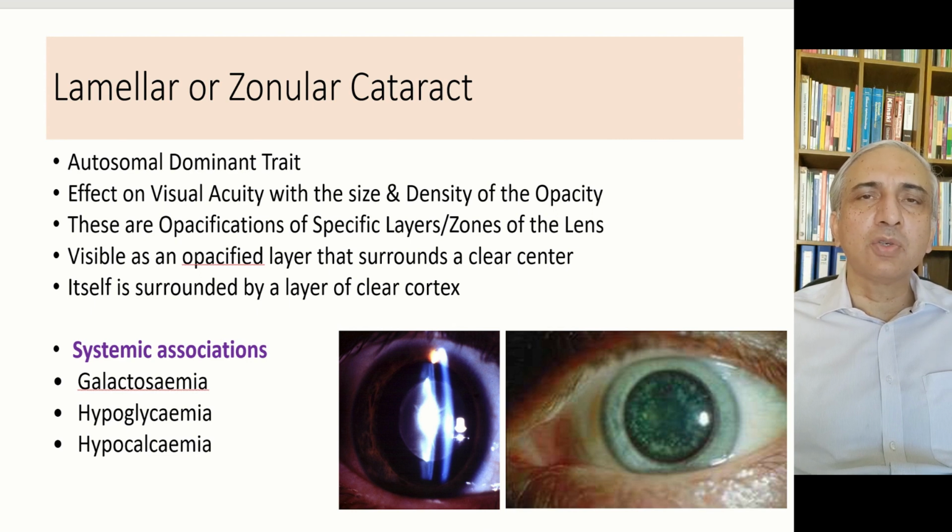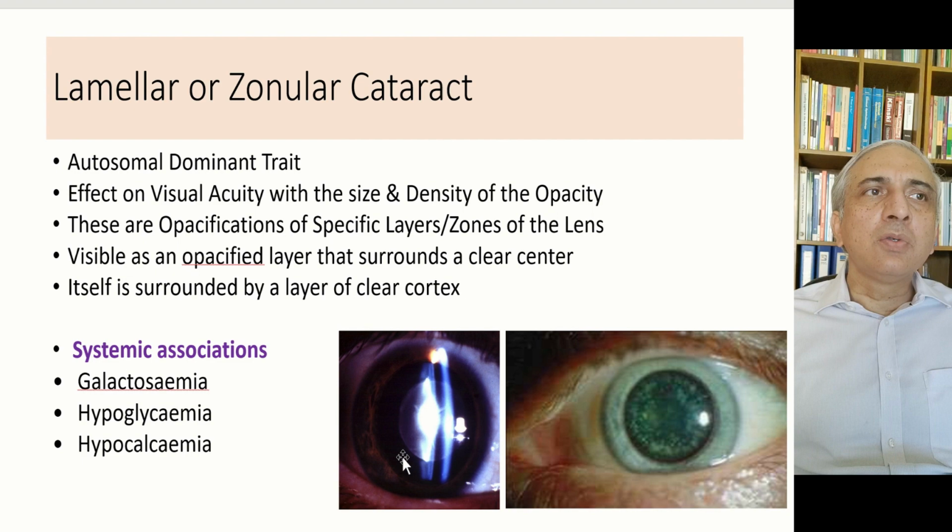So systemic associations of a lamellar cataract are galactosemia, hypoglycemia, and hypocalcemia. So that is important to know. So this is just one lamella over here in which the cortex outside and the nucleus inside is healthy, but one lamella is involved.